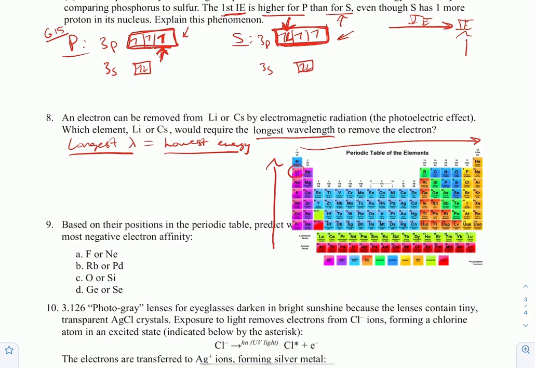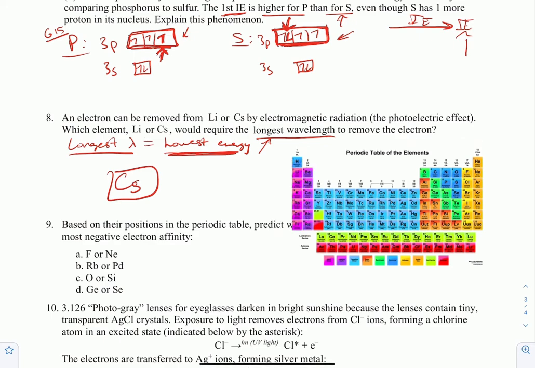If I look at where lithium and cesium are, they're right there. Okay, so that means cesium, because it's lower, it's going to have a lower ionization energy, which means it requires the longest wavelength. So cesium. Okay, cesium, because it requires the lowest amount of energy due to this trend on ionization energies.